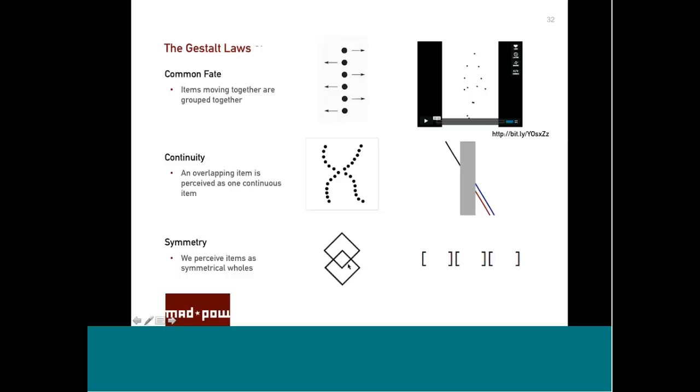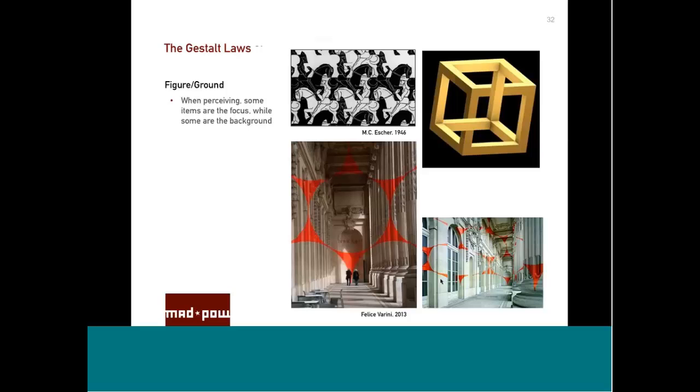And then symmetry. We perceive things as symmetrical wholes. On the right side, we don't see 6 little brackets. We see 3 complete brackets. In our mind's eye, we're going to want to complete that symmetry, which is why symmetrical items tend to be aesthetically pleasing. And then finally, figure grounds. The difference between the figure and the ground are very important when perceiving.